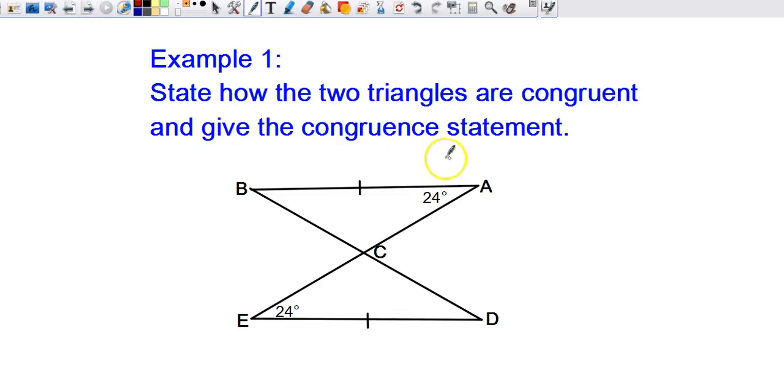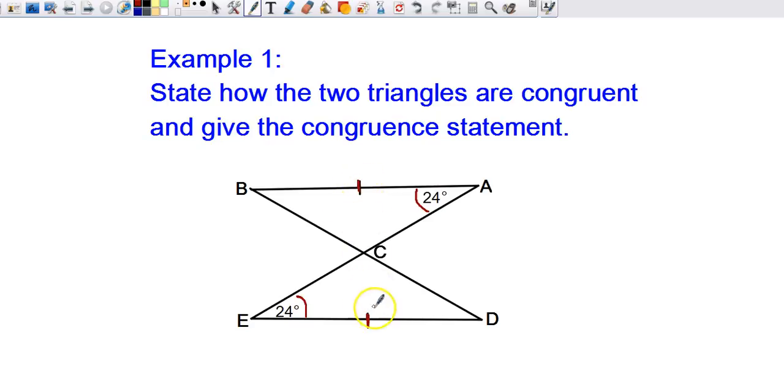So let's talk about this example here. We want to know how the two triangles are congruent and give a congruent statement. So you'll notice that we don't have enough information written on here to be able to say, is it SAS, SSS, ASA, or AAS, or HL. But what we can do is say, all right, I got these two pairs of angles. They're both 24 degrees. I know they're congruent. I have these segments here that are marked congruent.